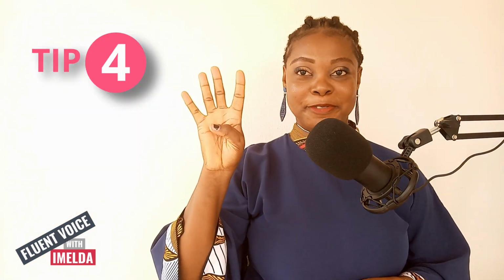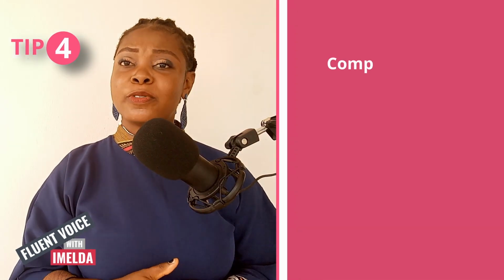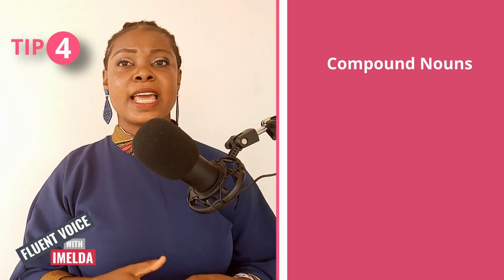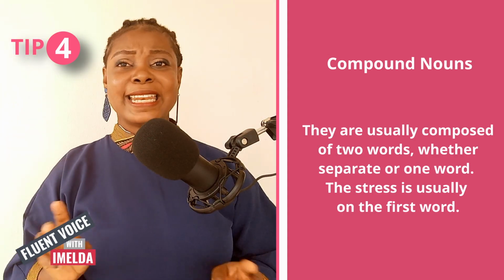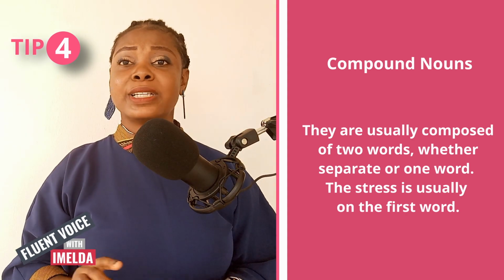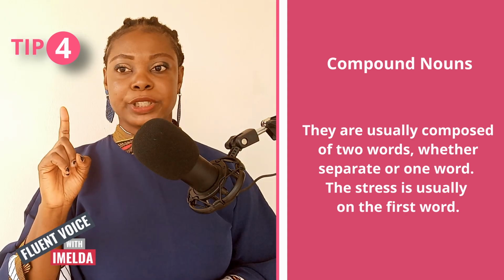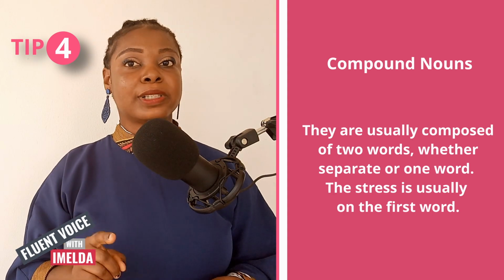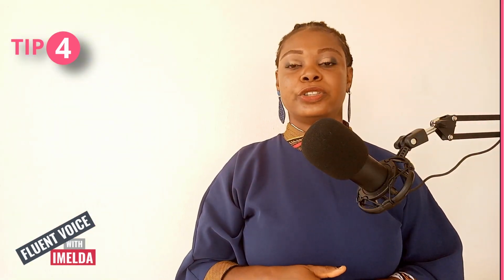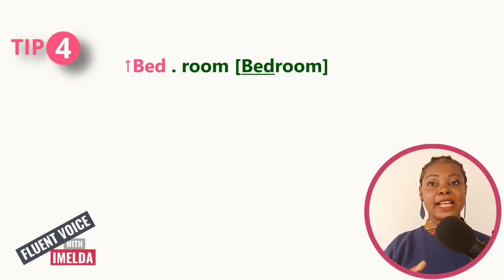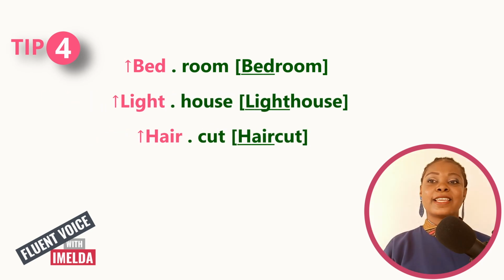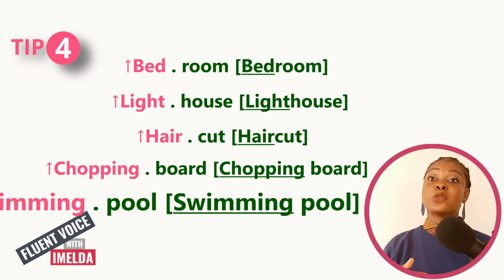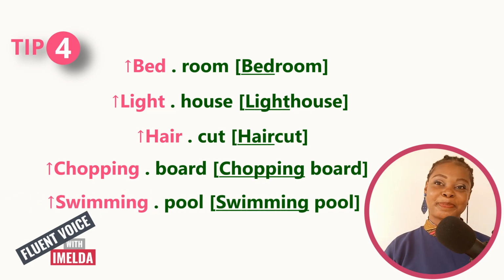Tip number 4. Tip number 4 are compound nouns. Compound nouns are usually composed of 2 words. Now, it doesn't matter whether the words are separate or one word. The stress is usually on the first word. For example, bedroom, lighthouse, haircut, chopping board, swimming pool.